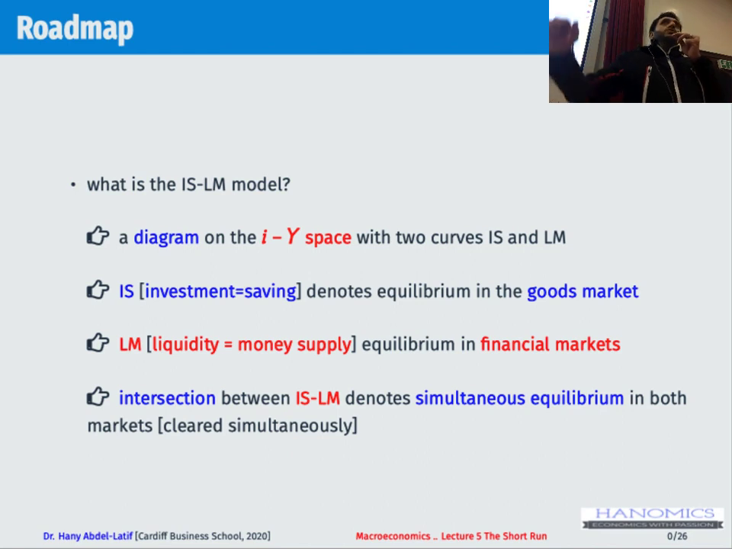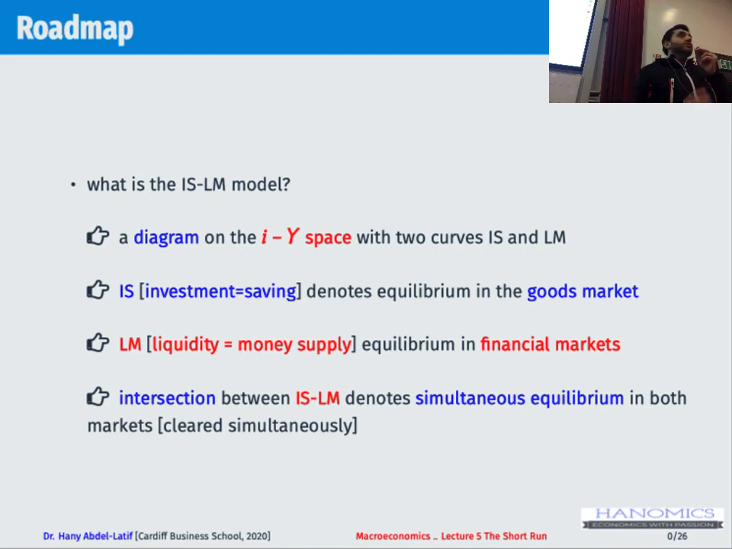So again, we studied first the goods market and equilibrium in the goods market, and then we studied the equilibrium in financial markets. And today we're trying to bring these together and see how we can understand the equilibrium in both markets at the same time, which is provided by the IS-LM analysis. So this is the very big picture before we jump into the details.